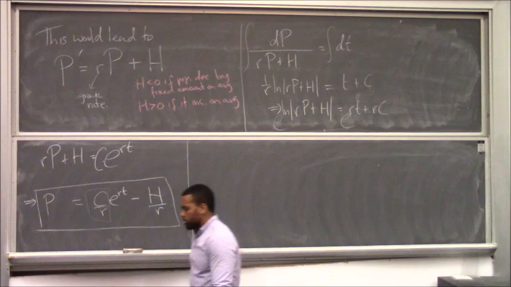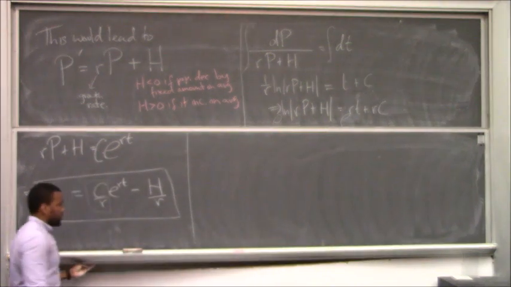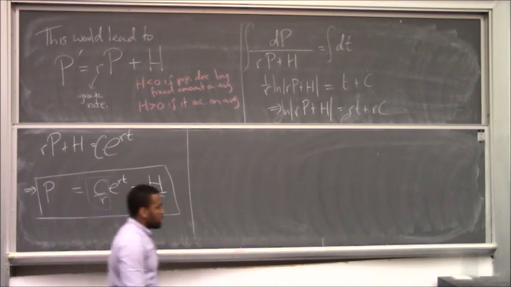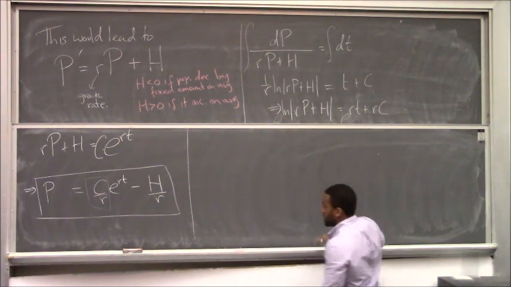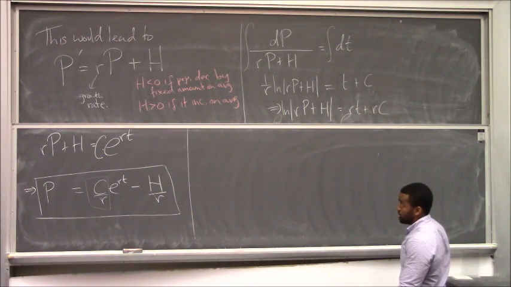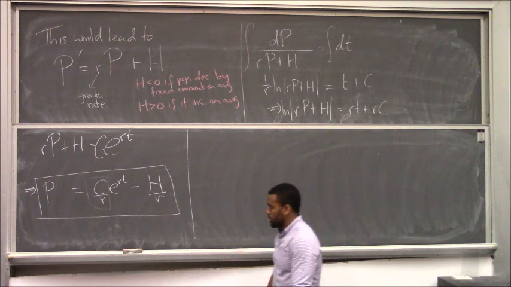And those are the assumptions of the Malthus model. So it might not fit any population perfectly, but it's a good enough model to make a lot of assumptions, and it is used all over the place. Okay.